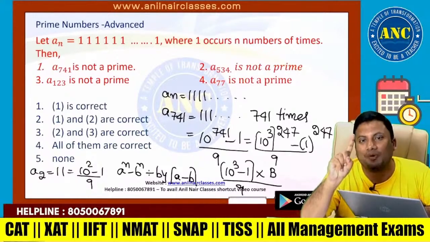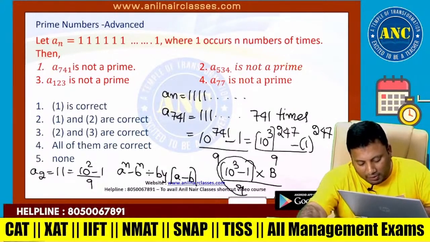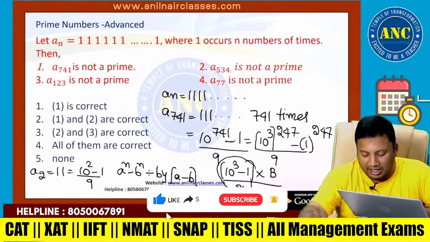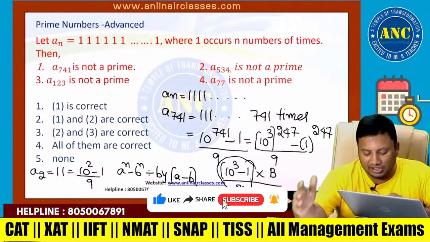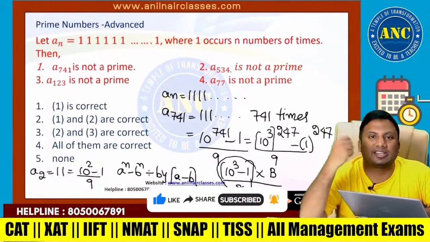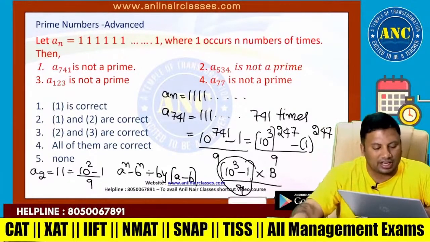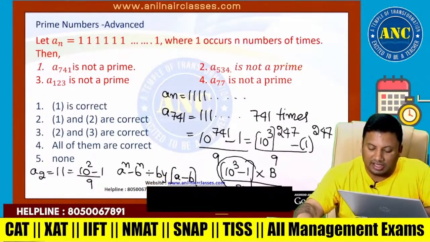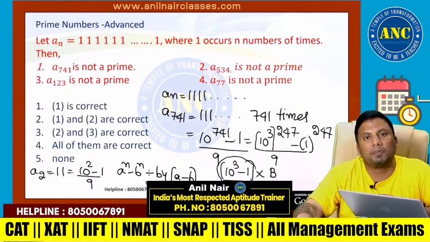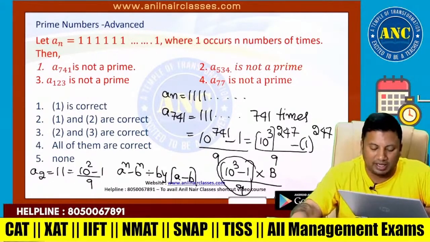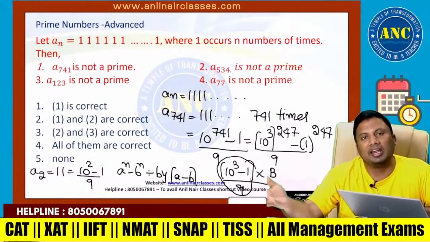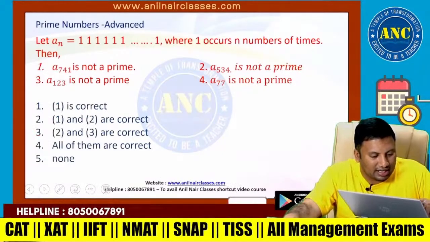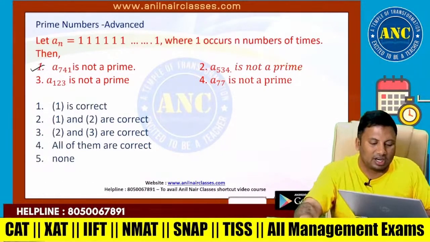Are you all with me? One factor should be 1. 1000 minus 1 is 999, divided by 9 is 111, and it is some number b. So it is 111 into b, and 111 is nothing but 3 into 37. Just by looking at the question itself, I can say that a power n minus b power n is divisible by a minus b, so the answer is divisible by 3. Any number divisible by 3 becomes a multiple of 3. I hope the idea is clear. A741 is not prime.